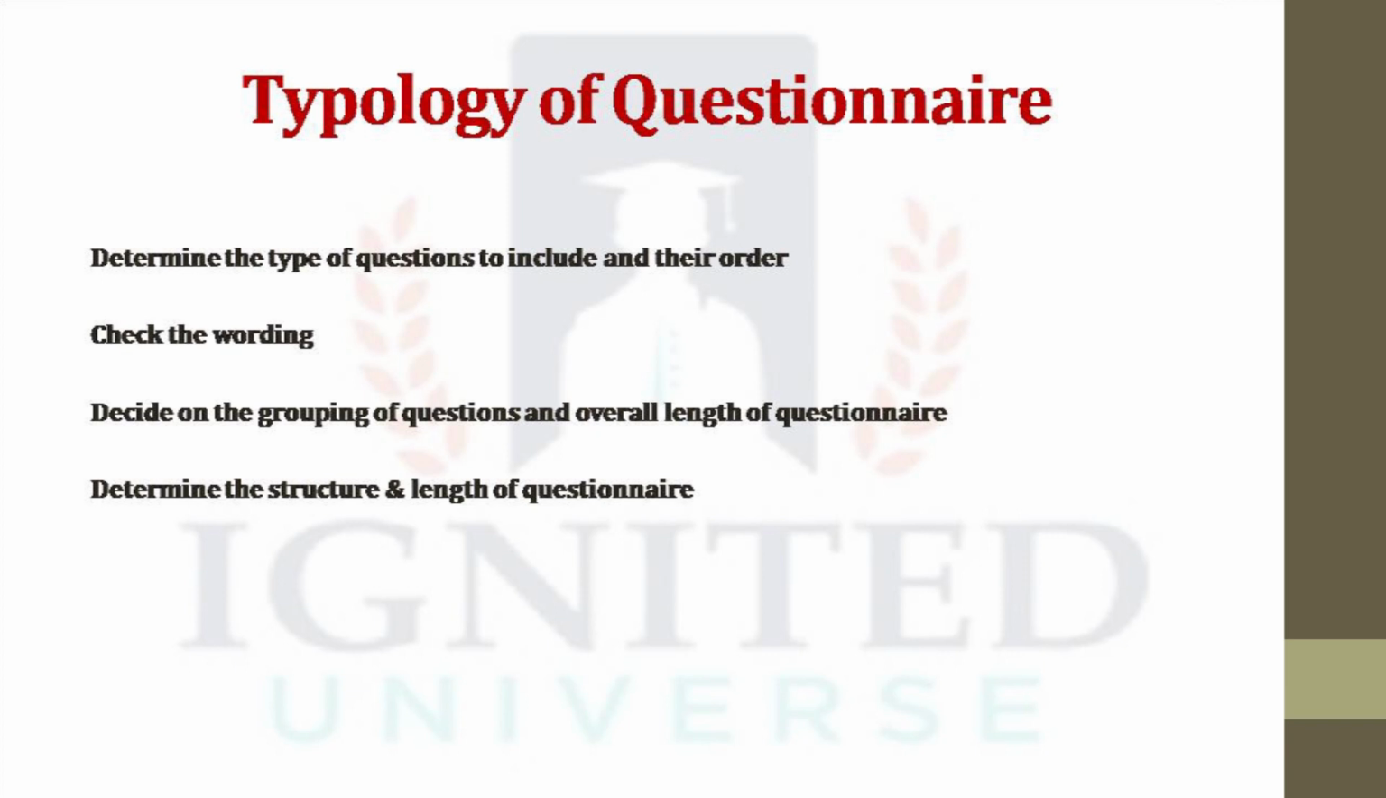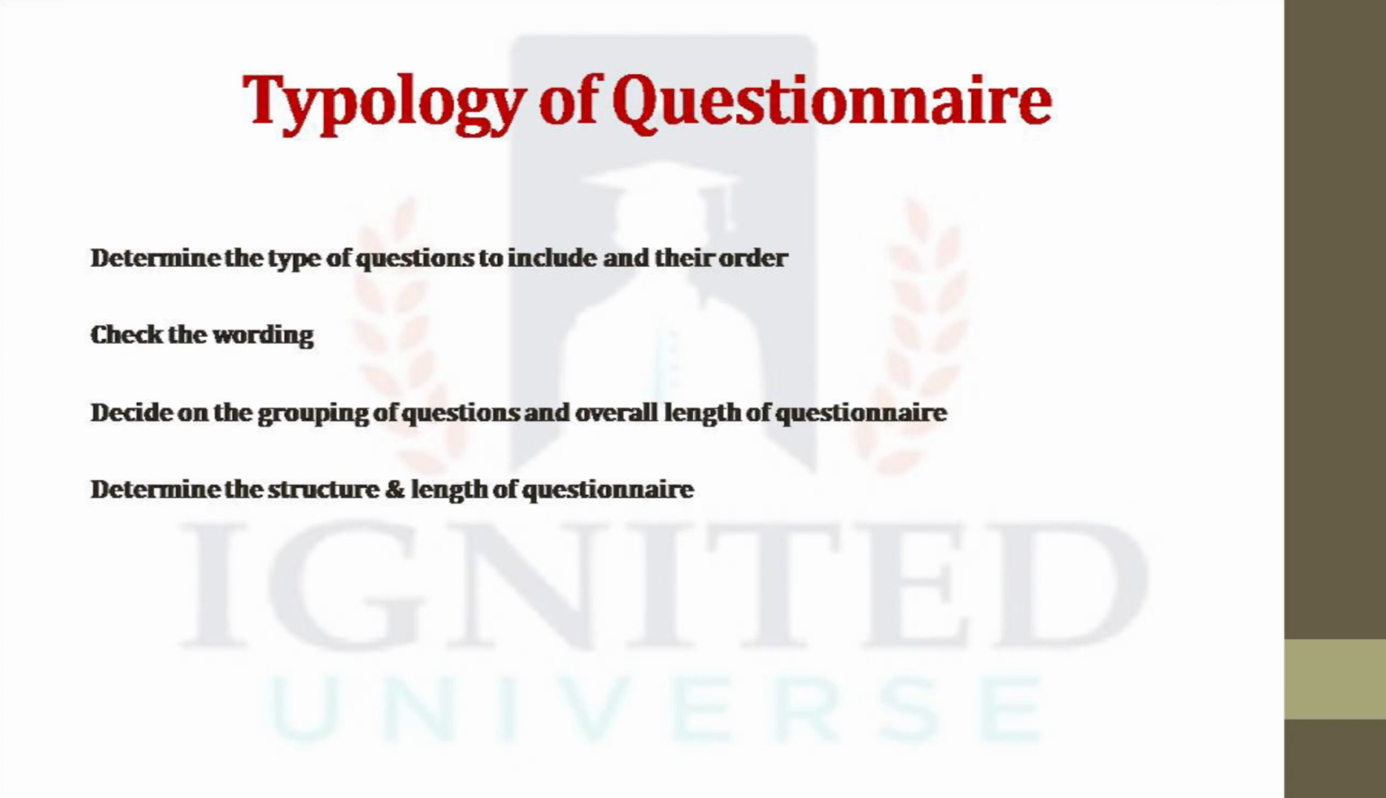After the step of clarification of concept comes another important step in questionnaire making, and that is the typology of the questionnaire. Typology of questionnaire aims to determine the type of questions to be included in the questionnaire along with the order. It focuses on the wordings too. It is also based on grouping of questions and overall length of the questionnaire, and it takes into account the structure and the length of the questionnaire.